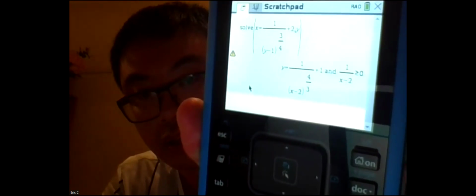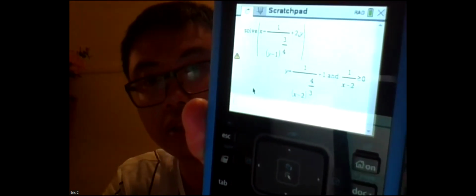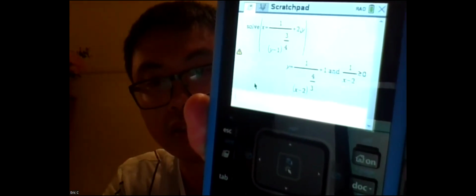It'll take some time to load. And there you have it. The answer is y equals 1 over (x minus 2) to the power of 4 over 3, plus 1. The other one is just telling you that x is bigger than 2, which is the domain that we solved before. So we can just quickly write that in.